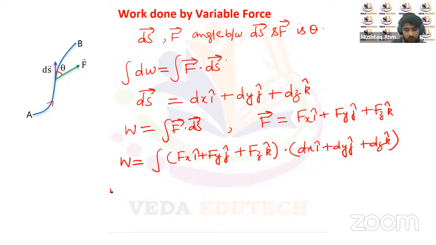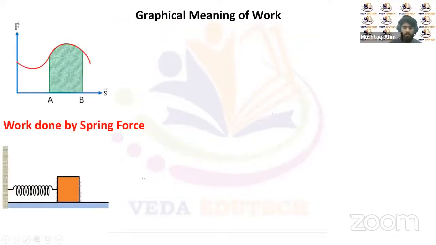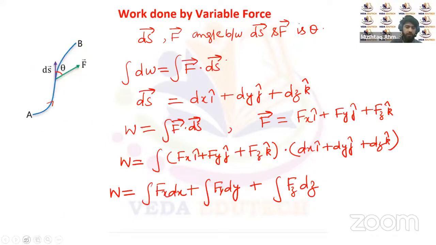So the total work done by this variable force will be the integral of F dotted with dx. It will be the integral of Fx dx, plus the integral of Fy dy, plus the integral of Fz dz. So this will be the total work done by this variable force.